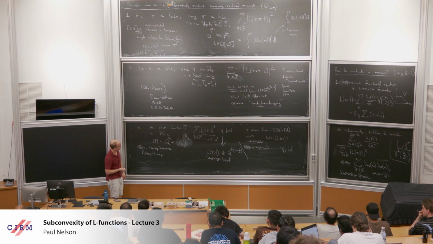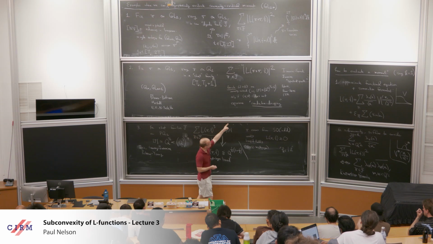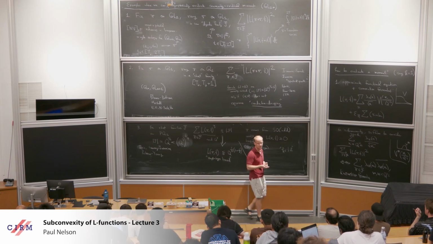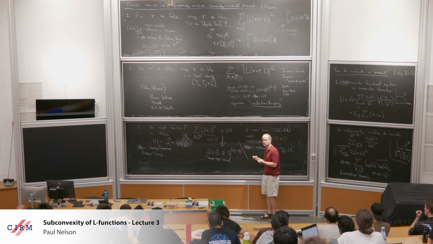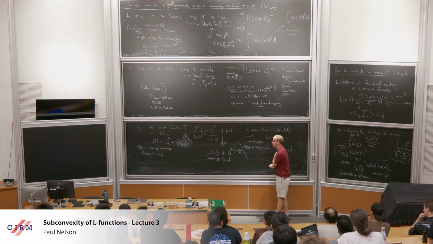So this is another method. It doesn't apply in these conductor drop-in cases. So again, it's not something that gives you new subconvex bounds, but it's one of the methods for giving better bounds than what one gets by amplification.